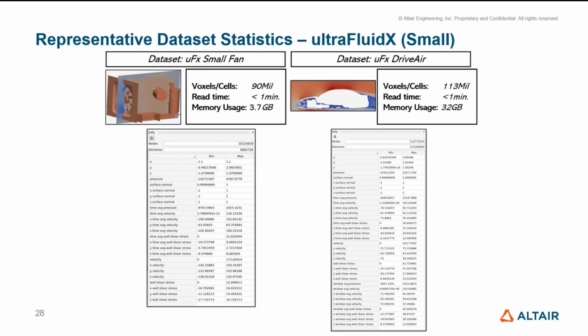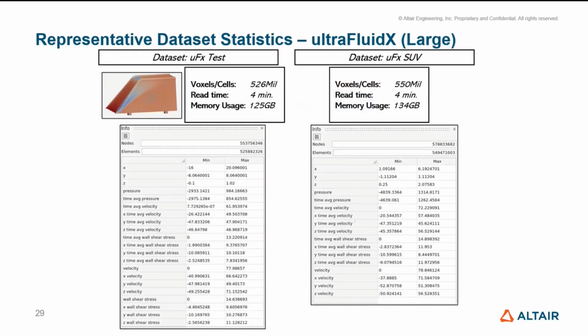For a similar model, but with slightly more voxels and more parts, again, we have our read times down tremendously fast, and the memory usage is still acceptable here. It's 32 gigabytes for that drive air case. If we go to the larger side of our model testing, we have 2 models here that I'm showing. One is this ultrafluid X test case for CAA. It's 526 million voxels. It read in about 4 minutes and used 125 gigabytes.